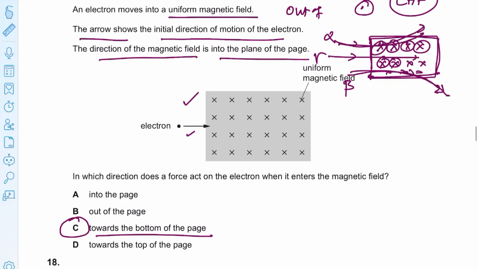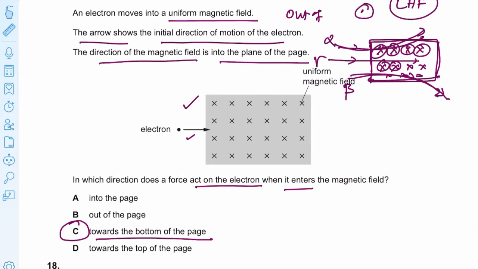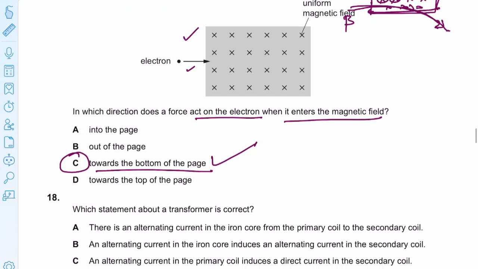Do you get it, everyone, clearly? In which direction does the force act on an electron when it enters the magnetic field? This answer should be towards the bottom of the page. Got it? Yes. Next question.